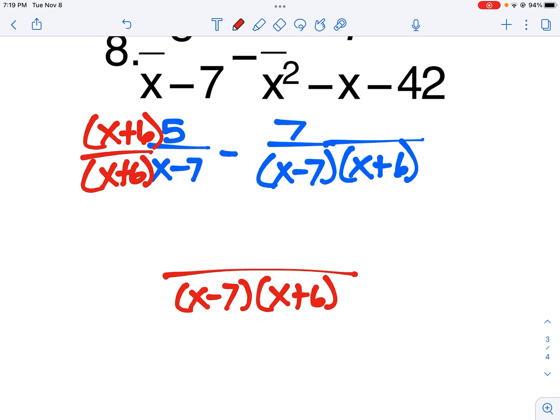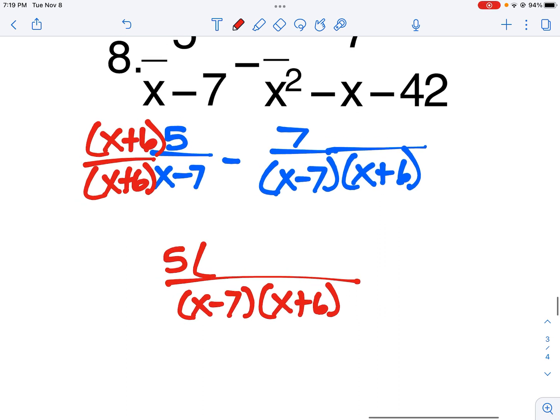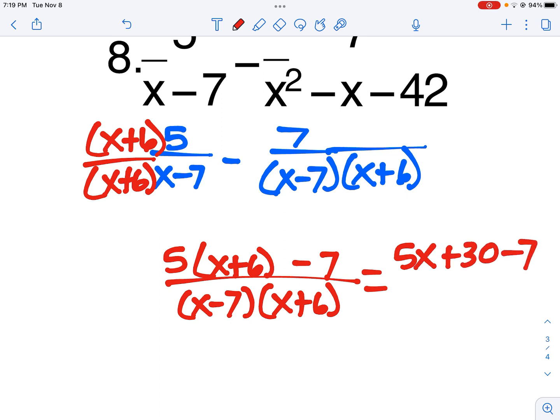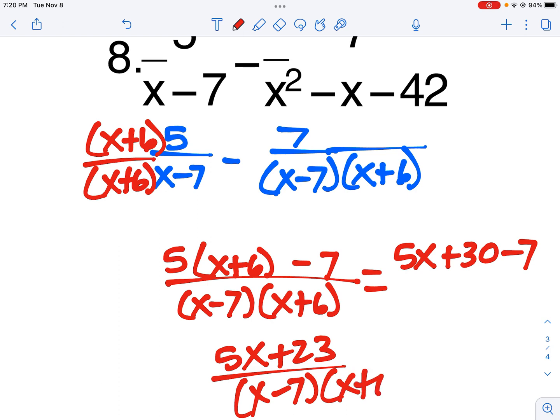And on the top, we'd have 5 times x plus 6 minus 7. So if we distribute the top, we have 5x plus 30 minus 7, which would really be 5x plus 23 over x minus 7, x plus 6.